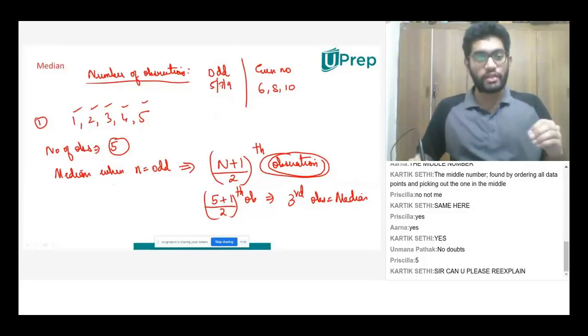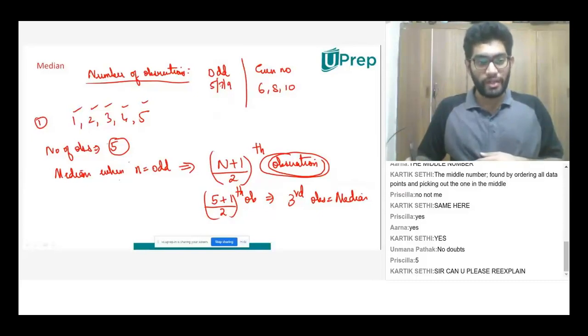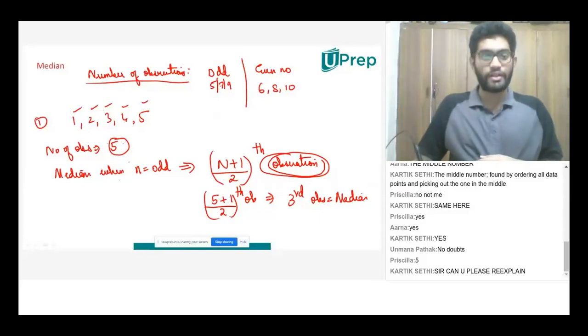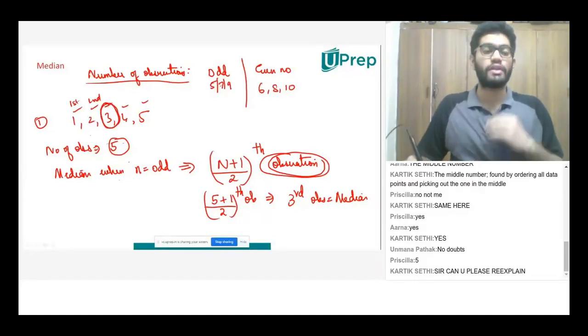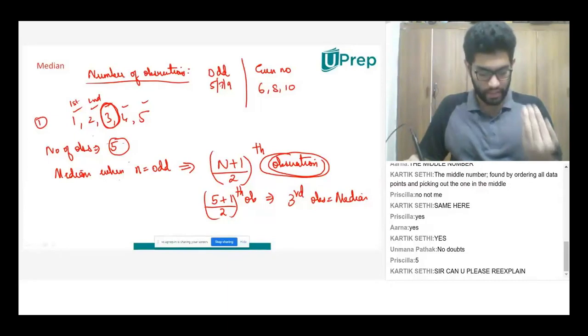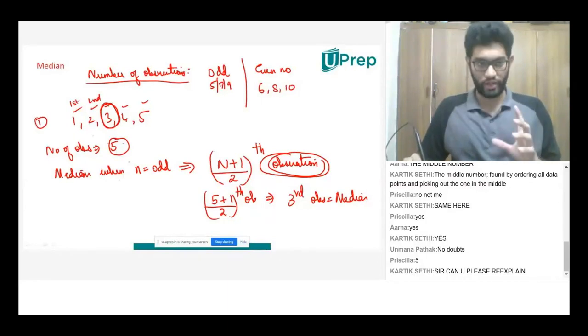Coincidentally, in this set, the number of observations and the median turned out to be the same, right? But what is the third? This is the first, this is the second, this is the third observation. So our median becomes 3. Is that clear? I'll re-explain, don't worry.